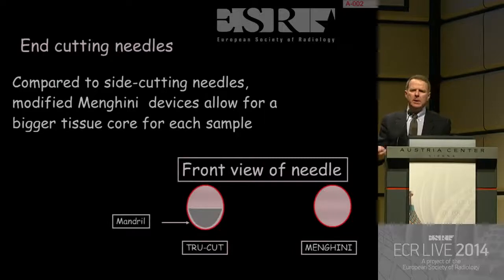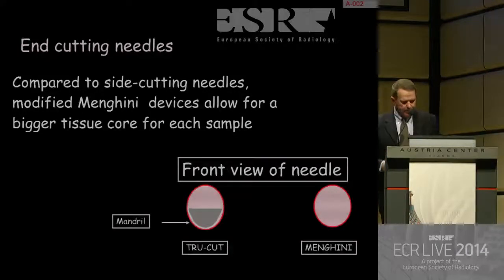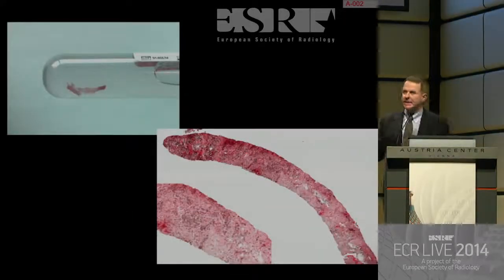Okay? It's like when you go on a boat and you have a cabin for two and you have somebody else in the other bed. He's taking space. You don't want him. You want the cabin for yourself. Okay? While with the Mangini, the whole cannula will be able to host the sample. And this is the type of sample that you get with a modified Mangini needle.